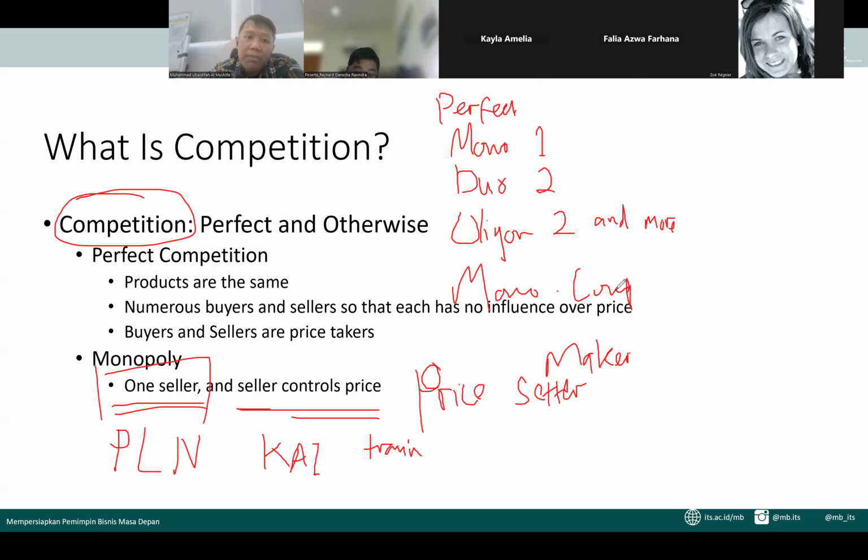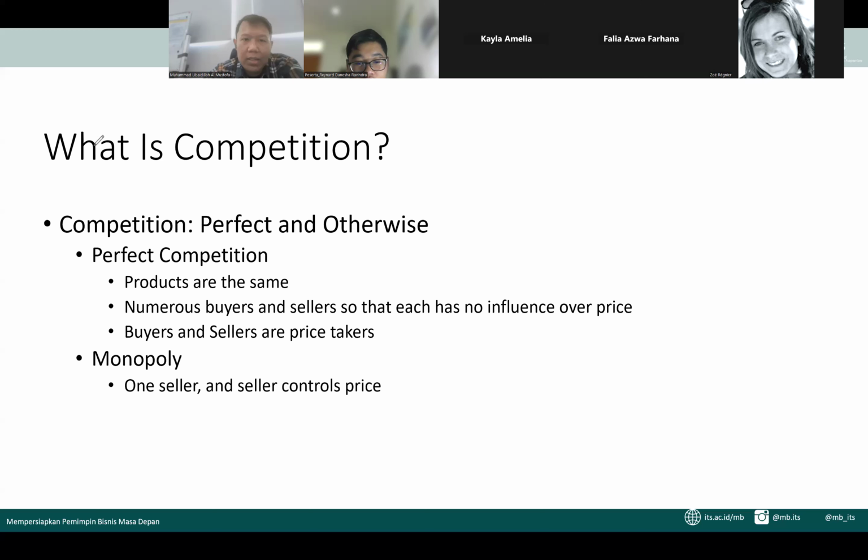So we have many types of competition, but for now, please remember that perfect competition means the products are the same, Apple for example, with many buyers, many sellers, and both the buyers and sellers are price takers. Okay, if you have any questions, you may raise your hand or open your mic before I continue further.